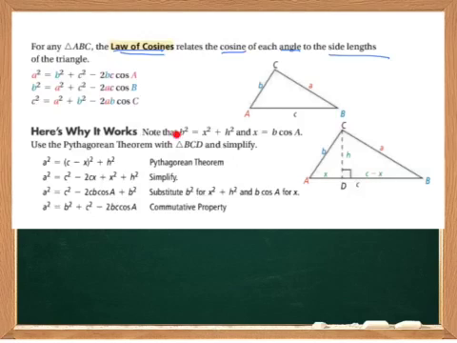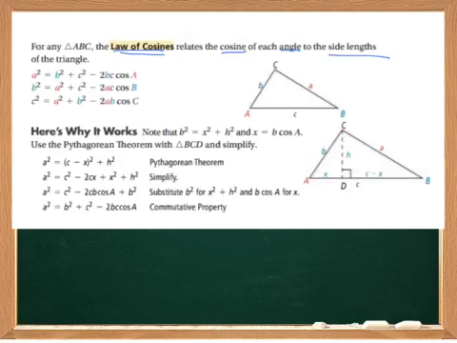Note that b squared equals h squared plus x squared. So b squared equals h squared plus x squared. Makes sense because it's a right triangle. And x, this side length, equals b times the cosine of angle A.